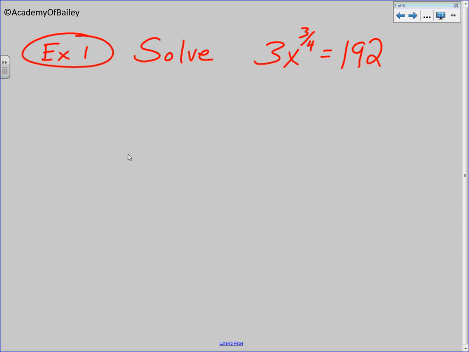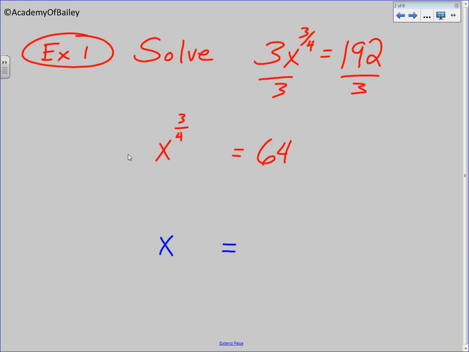But in this case, x is the only thing to the 3/4 power. So first off, we need to try to get x by itself. First step, divide by 3 and divide by 3, which leaves us x to the 3/4 power is equal to 64. And now our whole goal is to get to this: x is equal to something. Remember, x to the first power is equal to something.